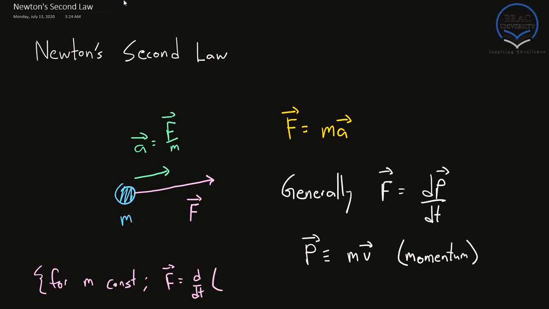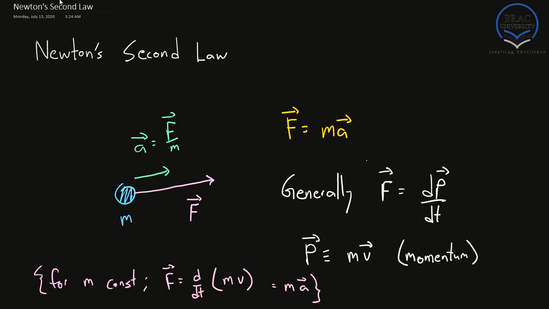And we will have P here, right? But then P is mv. We can pull m out of the differentiation if it's constant, and we will recover the special case that we wrote down. But in general, Newton's second law is given by F equal to dP by dt.